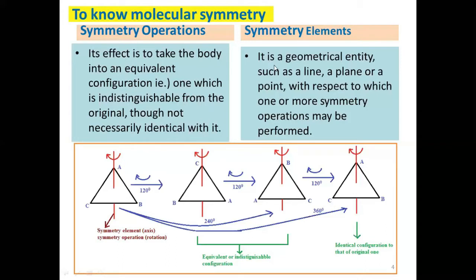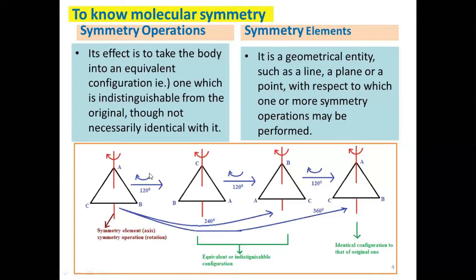And a symmetry element is a geometrical entity such as a line, plane, or a point with respect to which one or more symmetry operations may be performed. So using a symmetry element, symmetry operations are performed. In this case, we are taking an equilateral triangle, and the symmetry element is just a line, in other words an axis. And this line is perpendicular to the top of the equilateral planar triangle, and it is subjected to a symmetry operation called rotation.